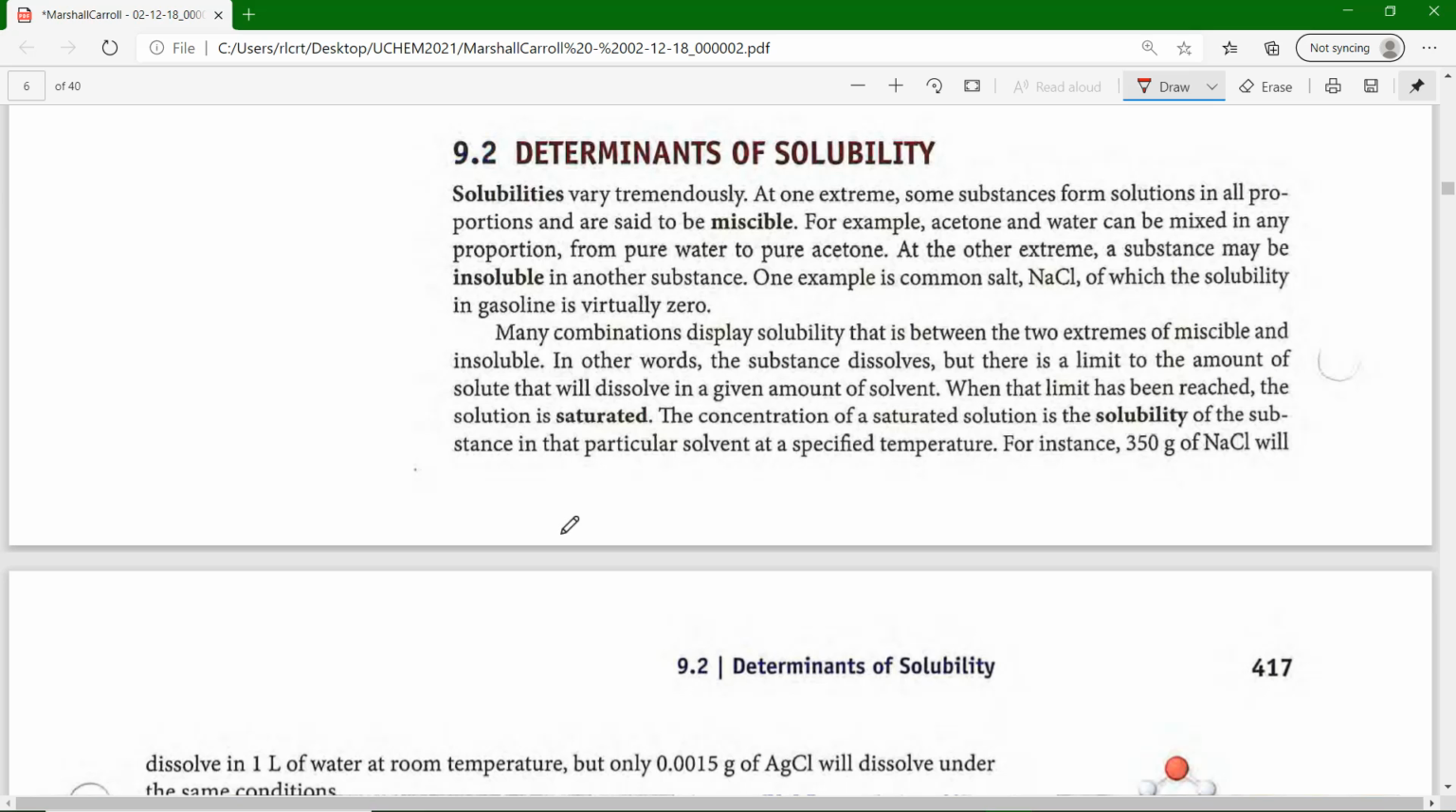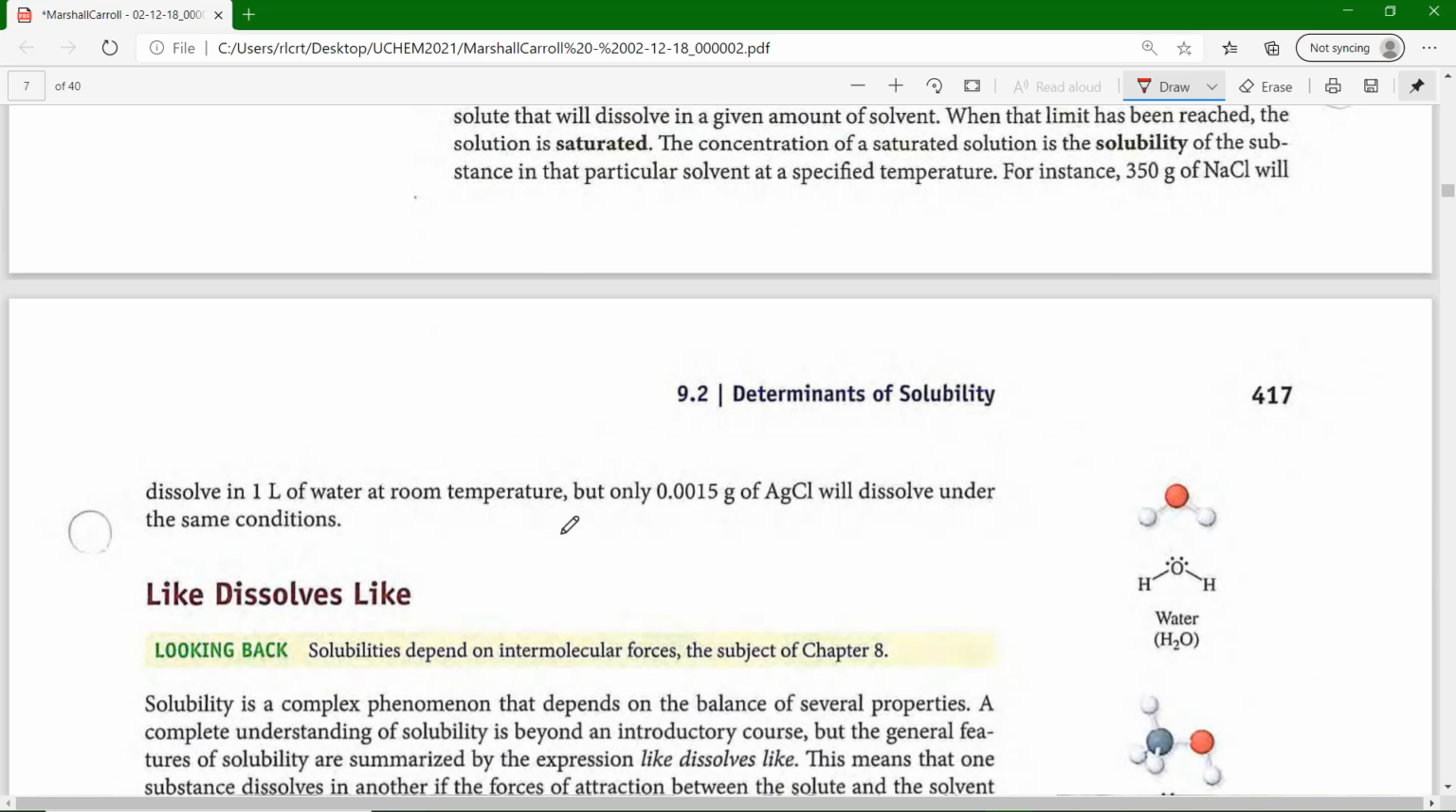And then you can have in between, but there's a limit to how much can be dissolved, and that's what we mean by saturated. So when the solution is saturated, you're in a state of dynamic equilibrium. The rate of dissolving equals the rate of precipitation, and the concentration in that case is called the solubility. It has to be given at a specific temperature. For example, 350 grams of sodium chloride will dissolve in 1 liter of water, but at the same condition, only 0.0015 grams of silver chloride will. So silver chloride is sparingly soluble, some would even say insoluble, whereas NaCl is soluble.